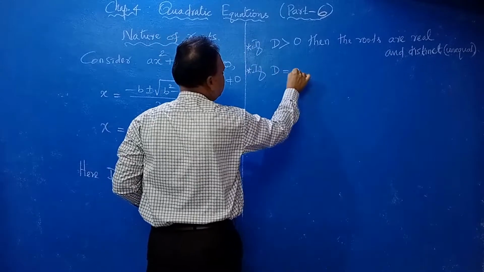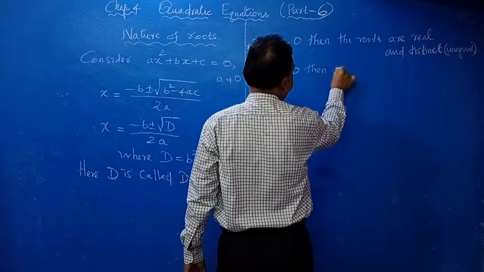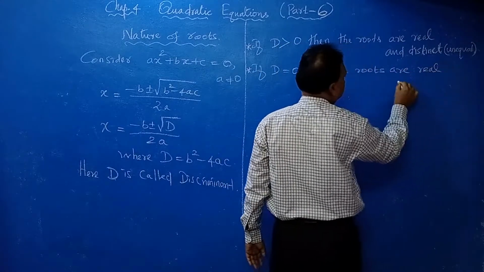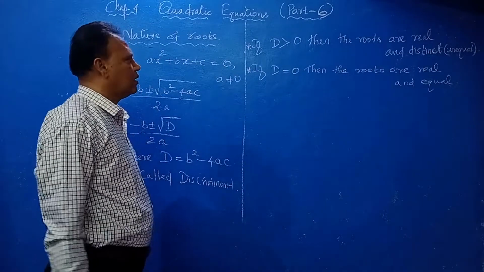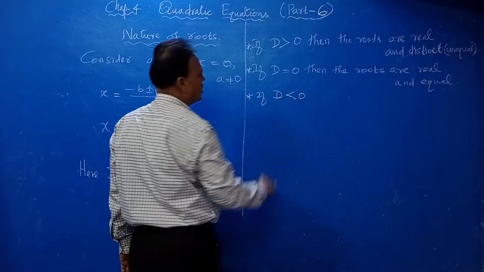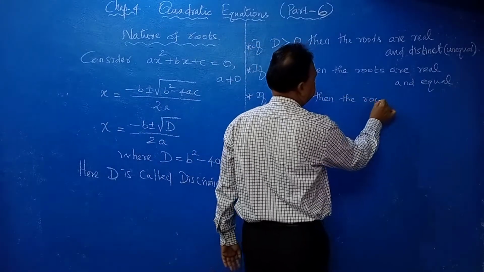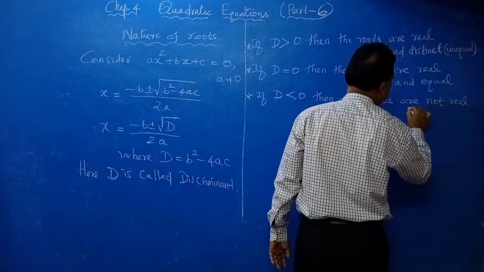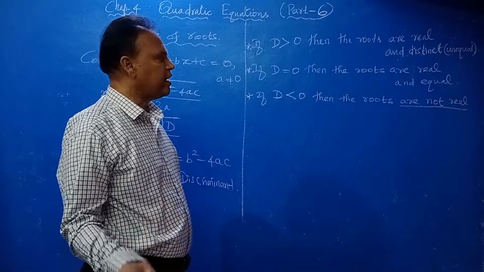Next condition is D may be 0 also. Clear? When D is 0, then the roots are real and equal. Real and equal. That is very important. One more case also there. That is D less than 0, negative, then the roots are not real. The roots are not real. Not real means that is imaginary. You will study imaginary roots in higher classes.